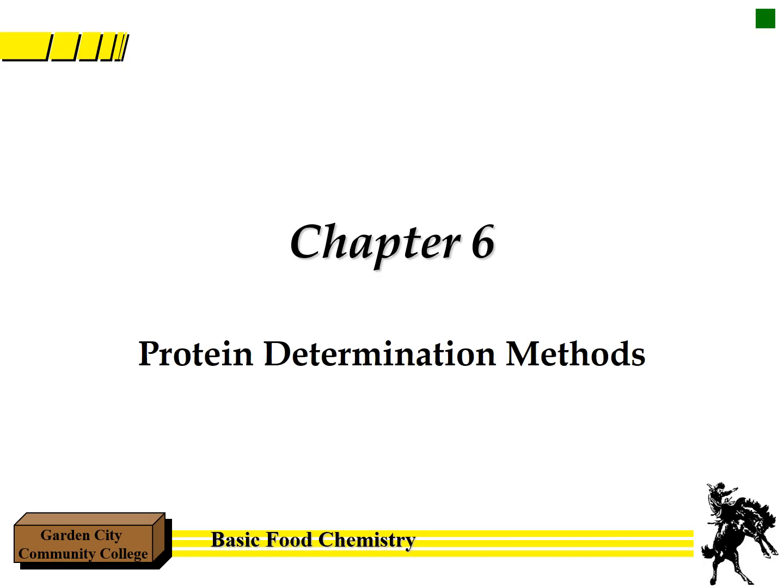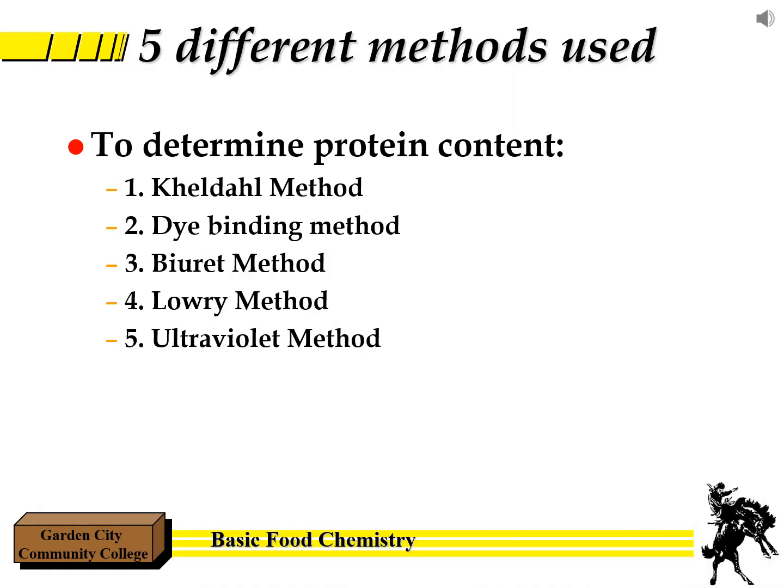In your basic food chemistry course, this is chapter 6. We're going to talk about how you determine protein in a sample of feed or food. There are 5 different methods that are normally used to determine protein content. I am most familiar with the first one, which is the Kjeldahl method. There's also a dye binding method, the Biuret method, the Lowry method, and the ultraviolet method. So we're going to give you some information about those.